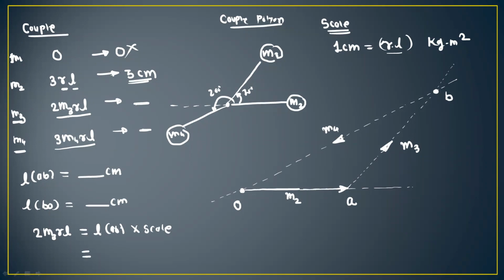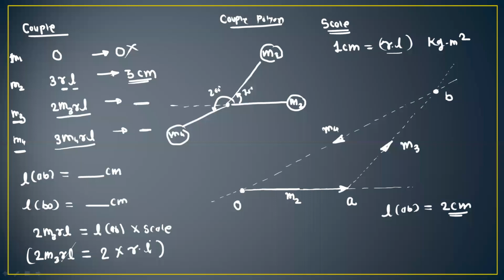So for length AB, I will take just an example. Suppose length AB is equal to 2 centimeter. Okay, it is not 2 centimeter. Just measure this length AB from your diagram. So suppose it is 2 centimeter. So length AB is 2 into, what is our scale? 1 centimeter is equal to R into L. So put here R into L. This is equal to 2 M3 R into L. Okay. So from this equation, you can find out the mass M3.